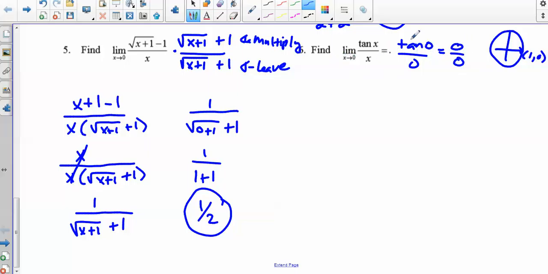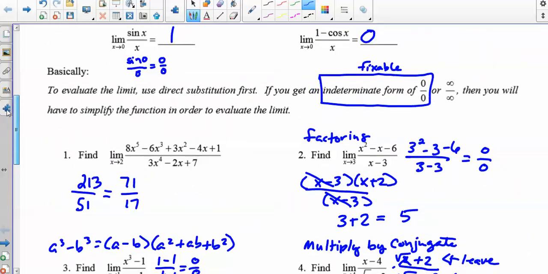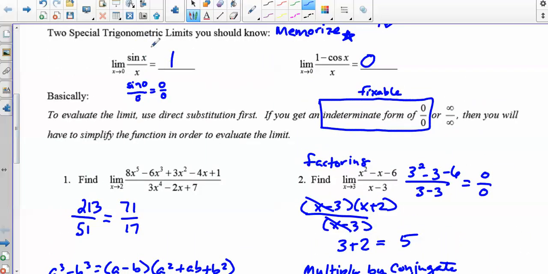So this time I'm going to do a trig substitution. Remember that tangent is equal to sine over cosine. So I'm going to change my tan x to be sine x over cos x. And then notice we still have this x in the denominator. So now if you compare this to what we had to memorize from the top of our page, you'll see this sine x over x is actually a part of what we're evaluating. So we're going to split our limit into two pieces.